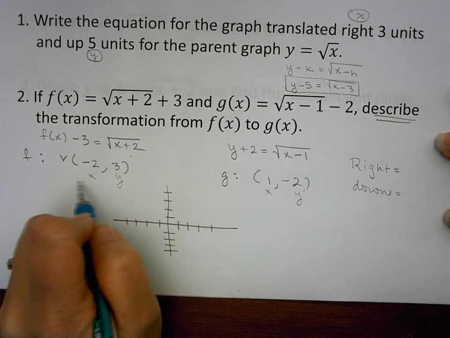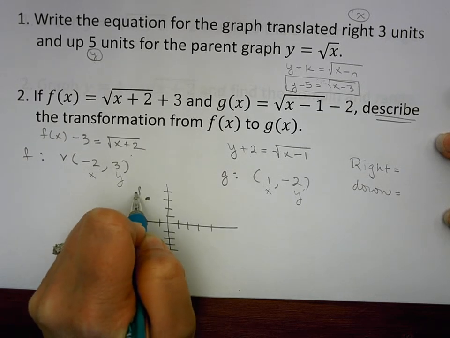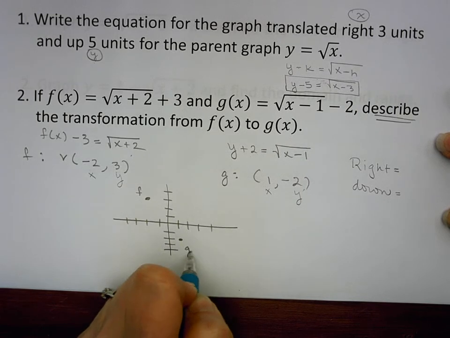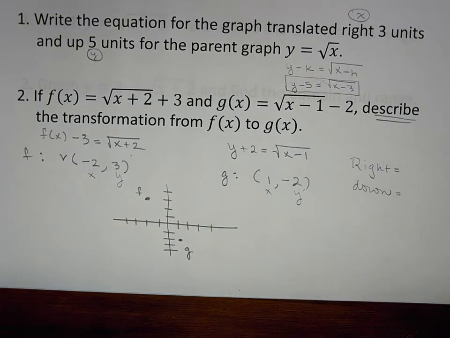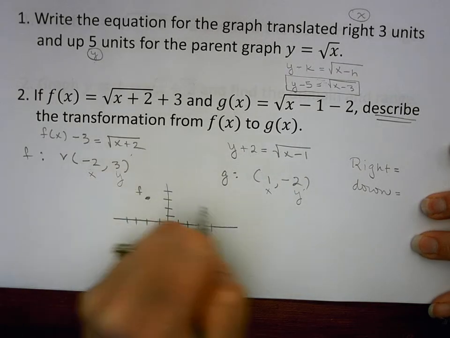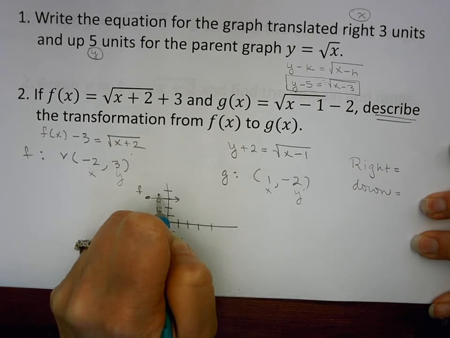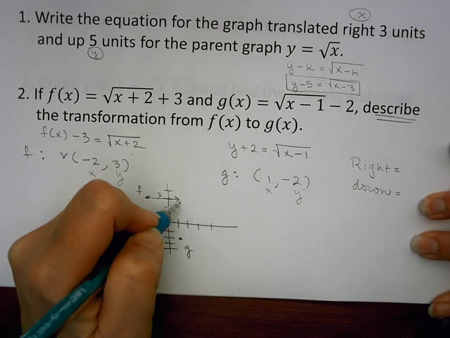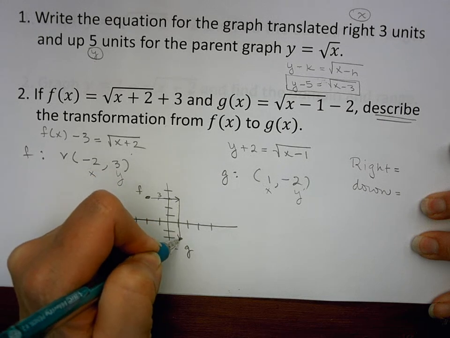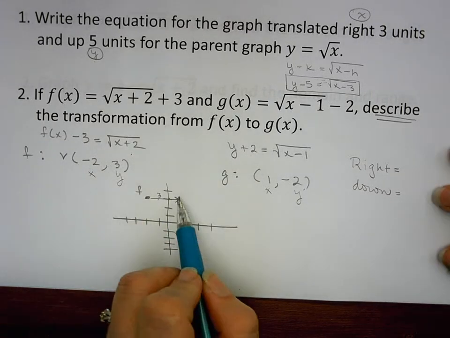So I'm just going to graph these. Negative 2, 3. There's where f is. And then over 1, down 2, there's g. So I don't have to graph it, but sometimes the visual is helpful. So I'm going to the right, so 1, 2, 3. So I'm going to the right 3, and then count to go down. So 1, 2, 3, 4, 5. So I went right 3, down 5.